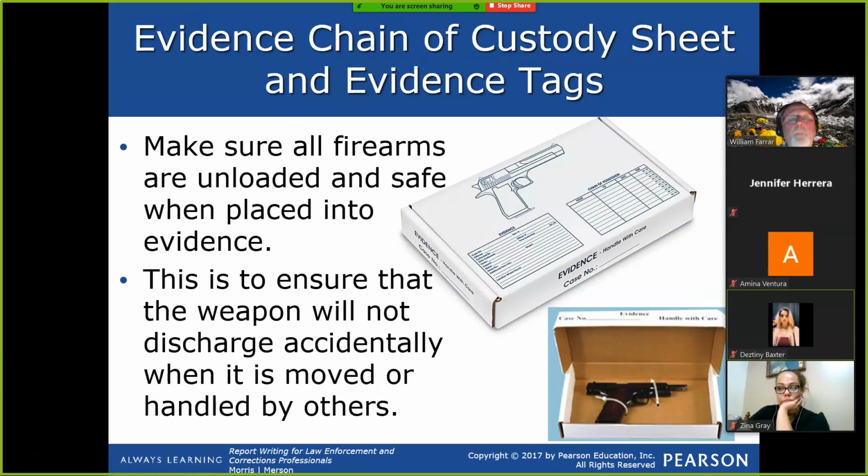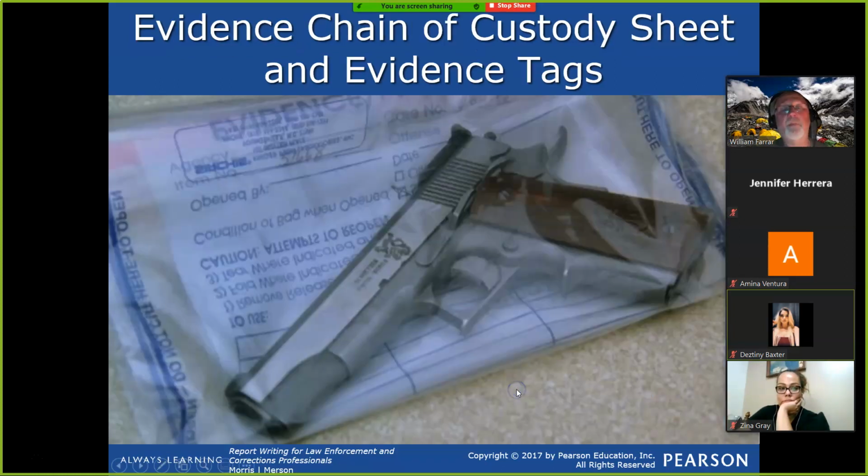Same with firearms. When you book a firearm, make sure it's unloaded. A lot of agencies have these special boxes for firearms, but you can still see up here on the right, chain of custody. It's put in this box for a reason: the slide is visibly open, anyone handling it can see it, there's not going to be an accidental discharge, etc. And it keeps it secure, and if you were going to fingerprint it. So that's why they package it in this type of box.